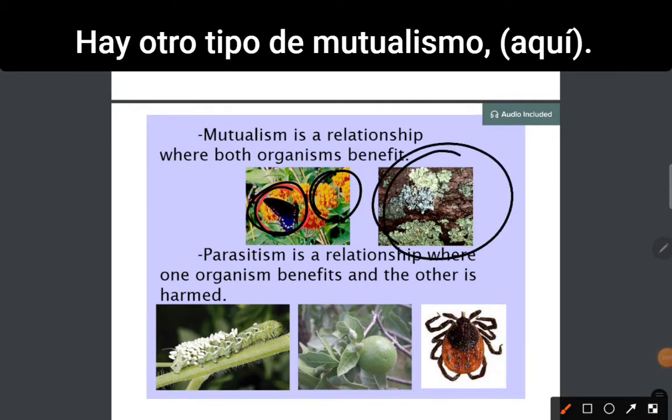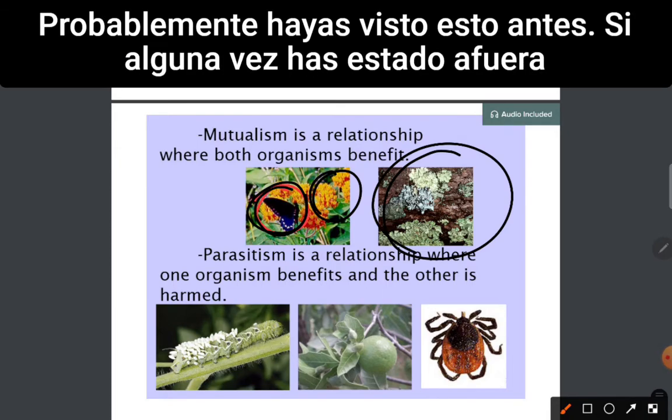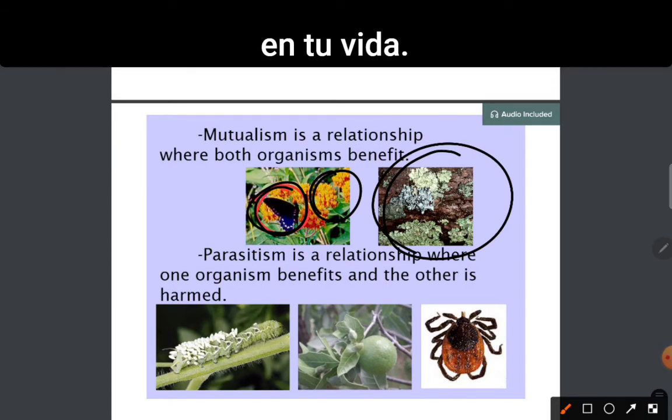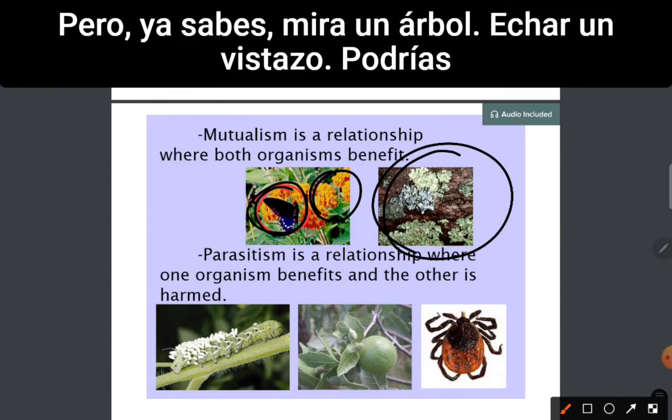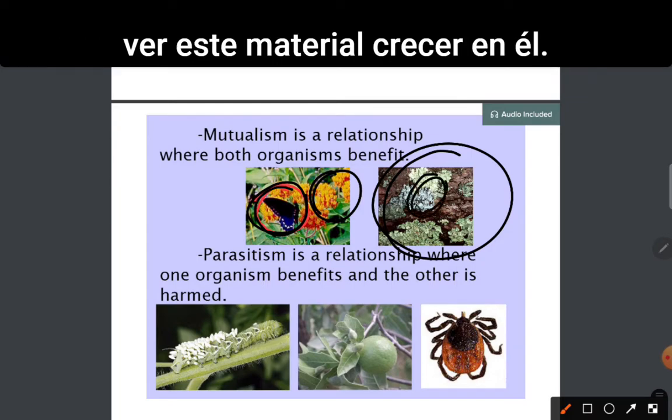There's another type of mutualism here. You've probably seen this before if you've ever been outside in your life. I know that you all like video games these days. I do too. But take a look at a tree. Take a look. You might see this stuff growing on it.